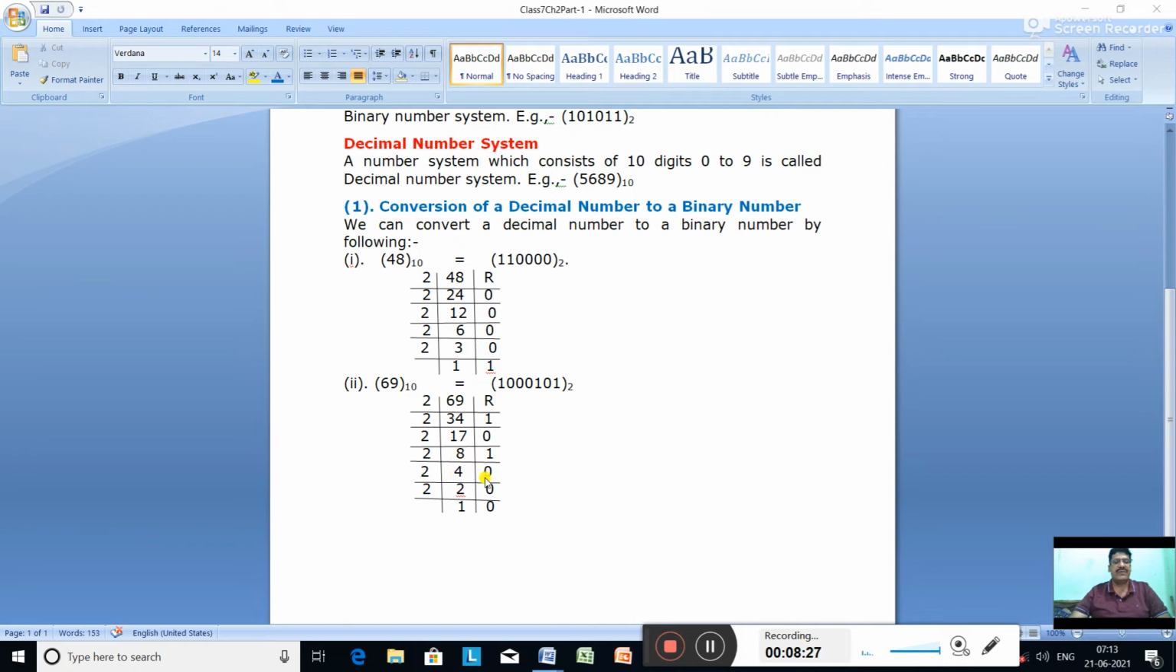How many times? 4 times. Remainder 0. Divide 4 by 2. How many times? 2 times. Remainder 0. Divide 2. How many times? 1 time. Remainder 0. Now all the numbers you write bottom to top, MSB to LSB. So write 1, 0, 0, 0, 1, 0, 1. Arrange like this and it is the binary of 69.